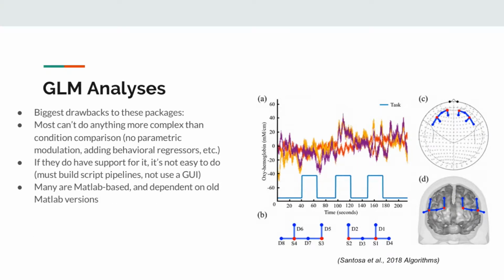But the biggest drawbacks to these packages right now are that most can't do anything more complex than a normal condition comparison. So no parametric modeling or adding behavioral regressors. And if they do support it, it's not easy to do because few of these have a GUI that is fully extended for all the capability of the program. So you would have to build up a script pipeline in MATLAB or something instead of being able to click buttons. And then many are MATLAB based and dependent on old MATLAB versions.